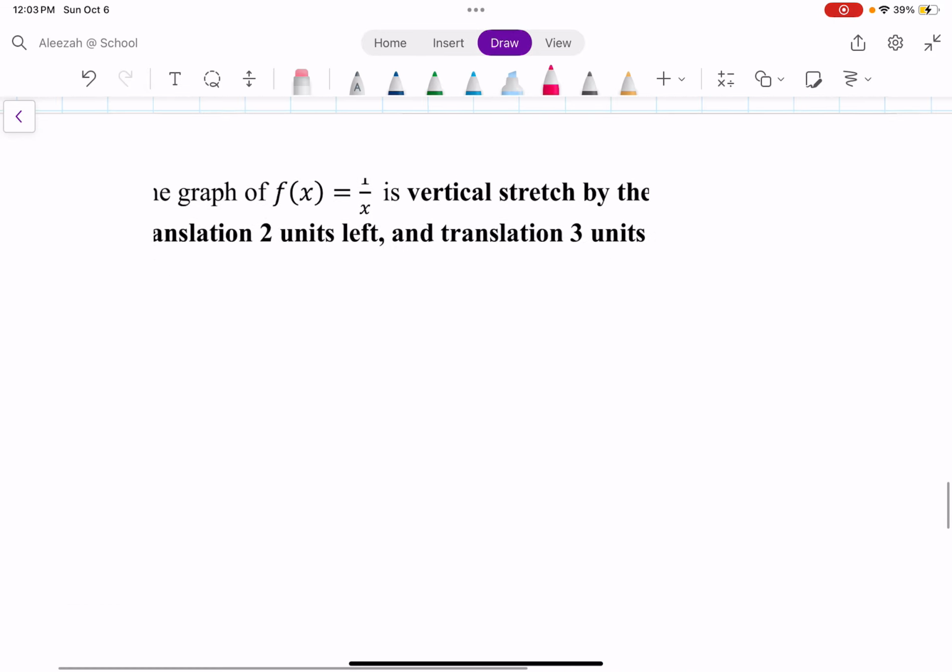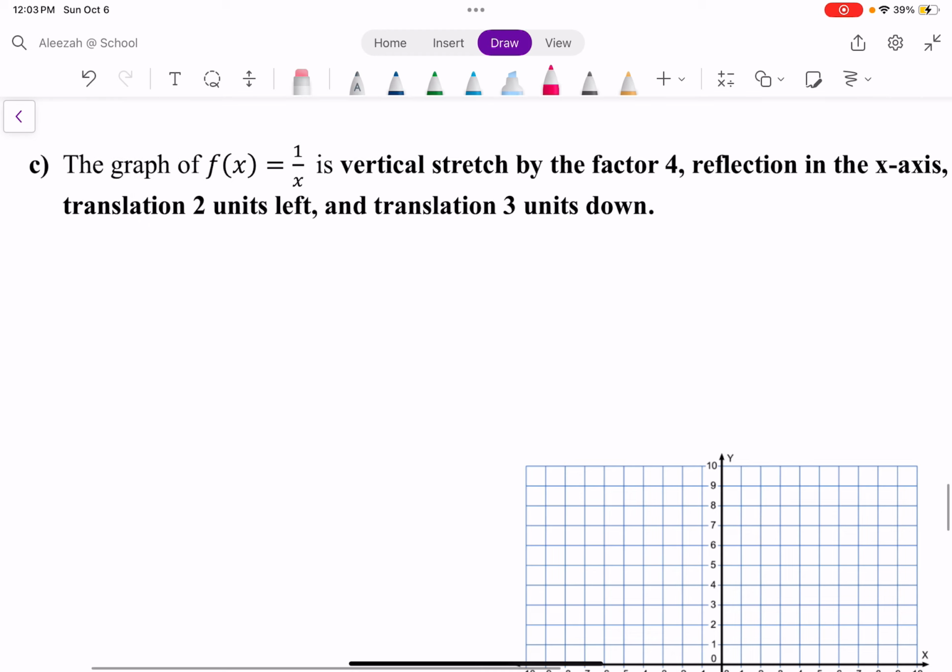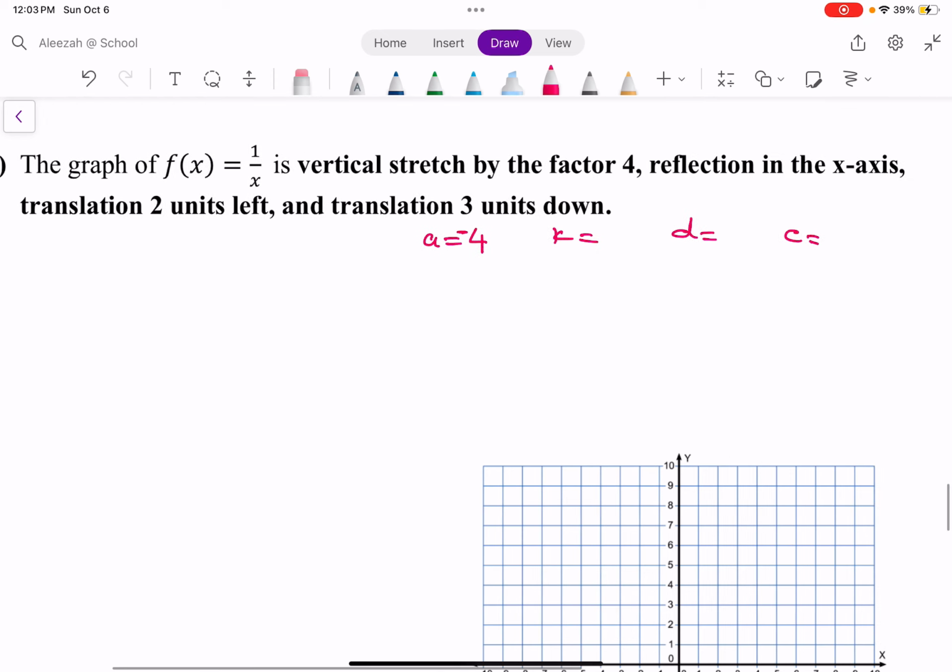And the last one is the reciprocal function. So here, first I write my transformation. What is A, K, D, and C? Vertical stretch by a factor of 4, so A is 4. Reflection in x-axis, so it means A is negative 4. And K, there's no K, so it means K is 1. Translation 2 units left, so D is minus 2. And 3 units down, so C is minus 3, right?